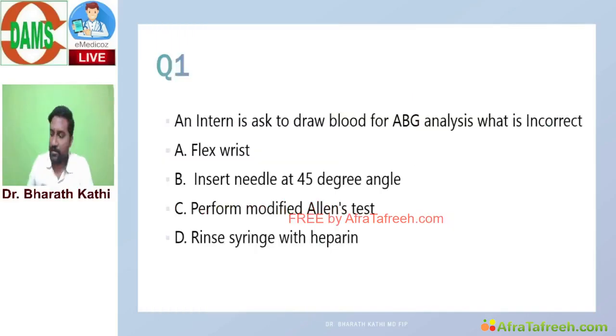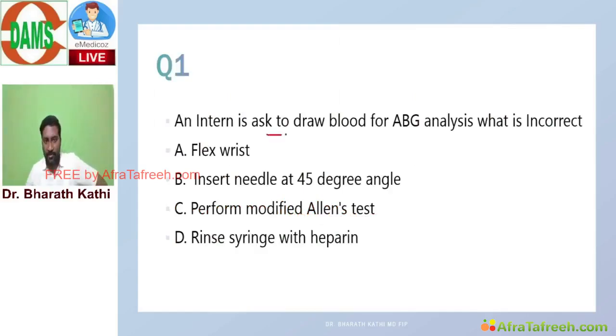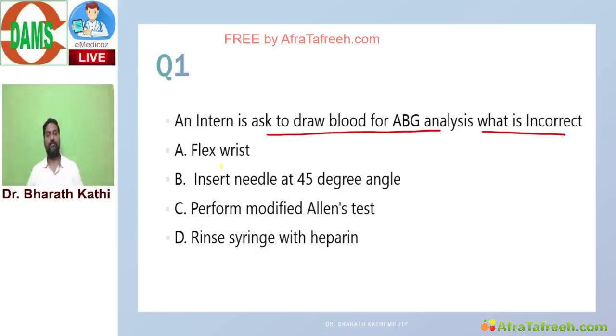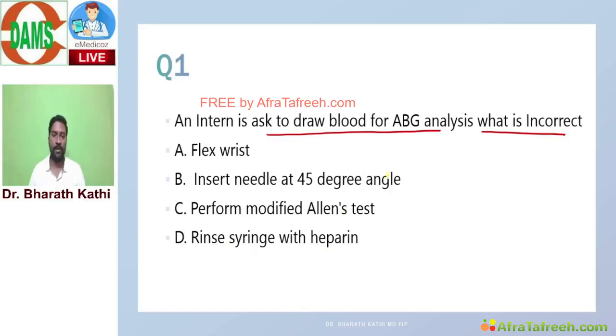Now this was a question asked in a previous exam. An intern was asked to draw blood for ABG analysis. What is incorrect? Let me know the answer. Is it flexing the wrist, inserting the needle at a 45 degree angle, performing the modified Allen's test, or rinsing the syringe with heparin?